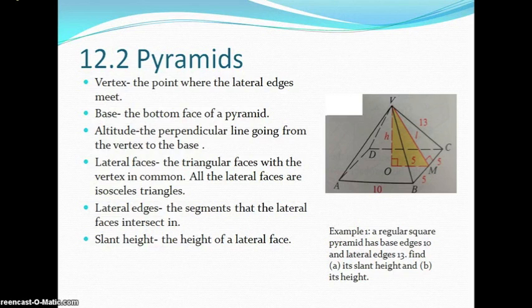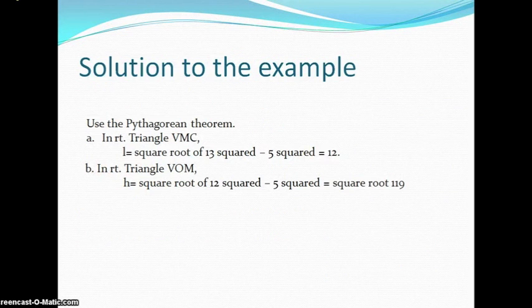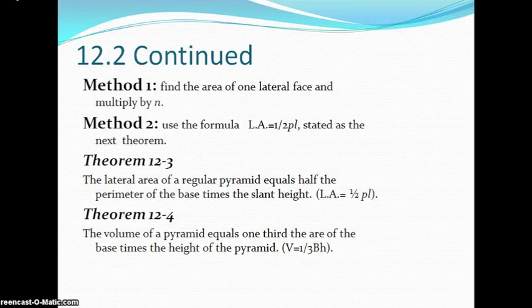Let's do an example. Example 1. A regular square pyramid has base edges 10 and lateral edges 13. Find A, its slant height, and B, its height. Solution to the example. A. Use the Pythagorean theorem. In right triangle VMC, slant height equals square root of 13 squared minus 5 squared, equals 12. B. In right triangle VOM, H equals square root of 12 squared minus 5 squared, equals square root of 119.